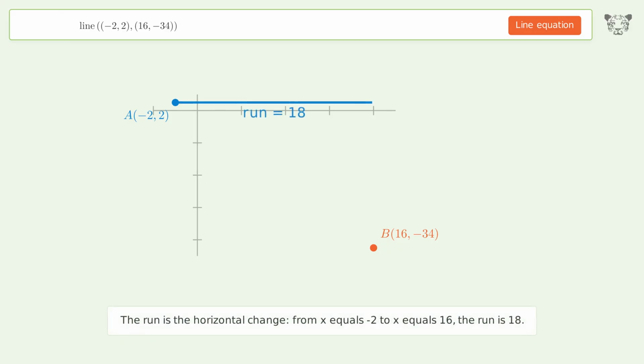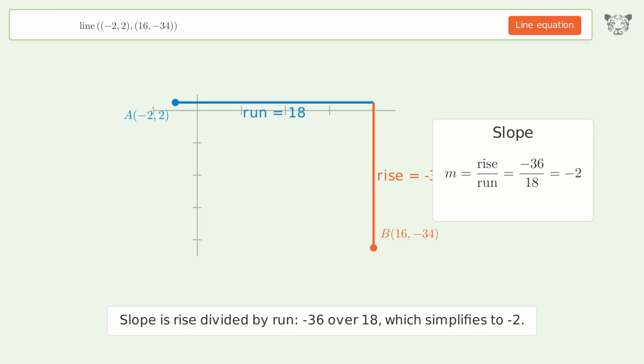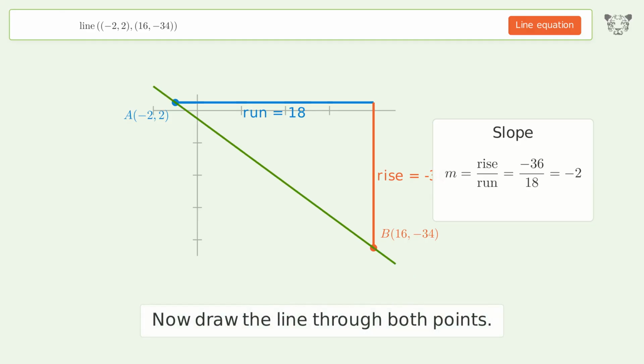The run is the horizontal change, from x equals -2 to x equals 16, the run is 18. The rise is the vertical change, from y equals 2 to y equals -34, the rise is -36. Slope is rise divided by run, -36 over 18, which simplifies to -2. Now draw the line through both points.